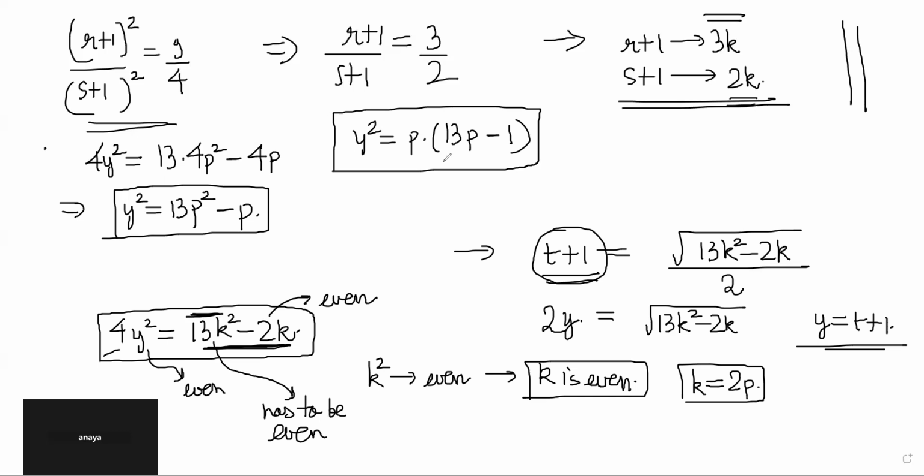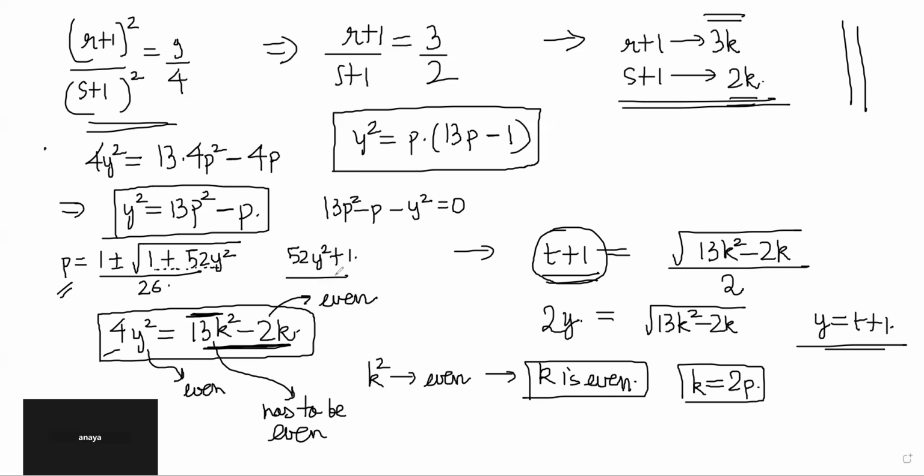Okay, we can think of this as a quadratic in p and say that p is equal to 1 plus or minus root over 1 plus 4 into 13y square, so 52y square, all divided by 26. But p is supposed to be an integer, so this part is a perfect square. So 52y square plus 1 is a perfect square. Let's check some values. When can it be a perfect square?